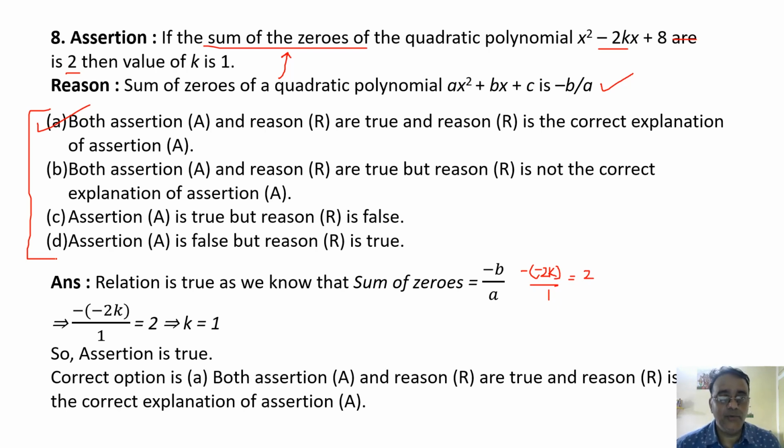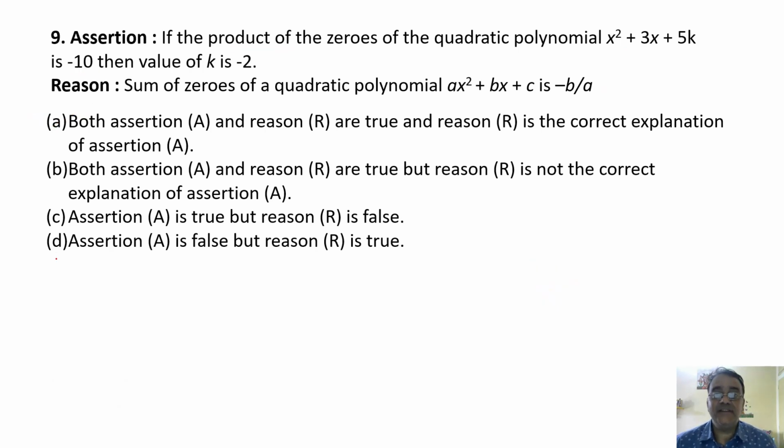So now we'll move towards question number 9. Now if the product of the zeros of the quadratic polynomial x square plus 3x plus 5k is minus 10, then the value of k is minus 2. So that's what we have to check. The sum of zeros of a quadratic polynomial ax square plus bx plus c is minus b by a. So is this a correct statement or wrong? Sum of zeros, minus b by a.